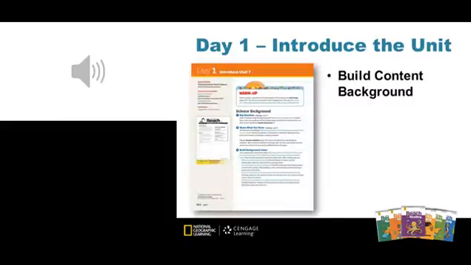Following the warm-up on day 1, you'll begin by introducing the unit. With this lesson, you will build students' content knowledge by introducing the big question, having students share what they already know about the content, and sharing the build background video that is found on myngconnect.com. Each unit has a video to help introduce students to the content and build their background for this purpose.